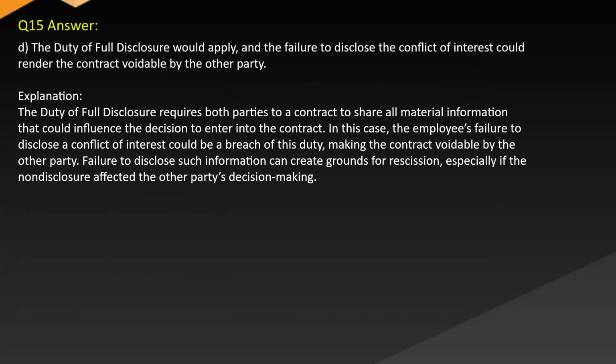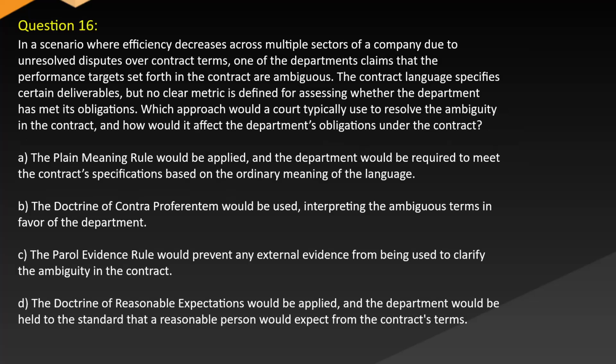Answer D. The duty of full disclosure would apply, and the failure to disclose the conflict of interest could render the contract voidable by the other party. Explanation. The duty of full disclosure requires both parties to the contract to share all material information that could influence the decision to enter into the contract. In this case, the employee's failure to disclose the conflict of interest could be a breach of this duty, making the contract voidable by the other party. Failure to disclose such information can create grounds for rescission, especially if the non-disclosure affected the other party's decision-making.